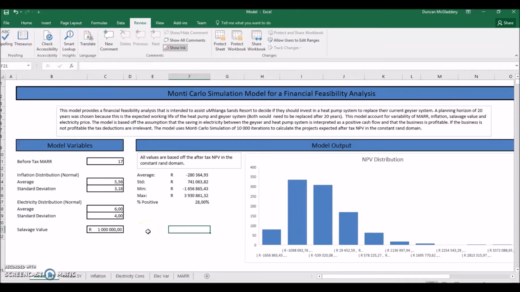So, in conclusion, I believe that the heat pump system is the preferred choice.